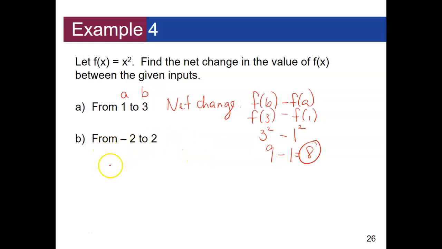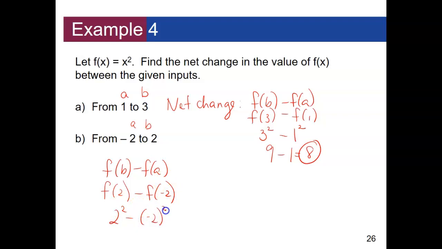If I look at this next one, I'm going to do, again, f of B minus f of A. This is my A and my B. So I'll have f of 2 minus f of -2. So 2 squared minus -2 squared. I'm going to have 4 minus 4. So I'm going to end up with 0. So I actually have no net change between -2 and 2 for this graph here.